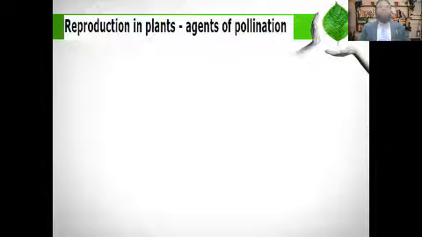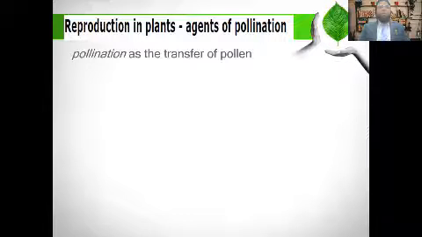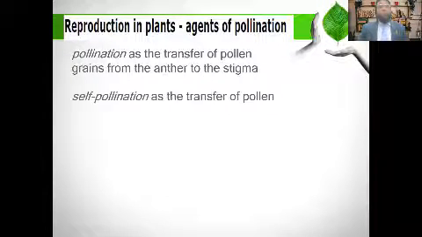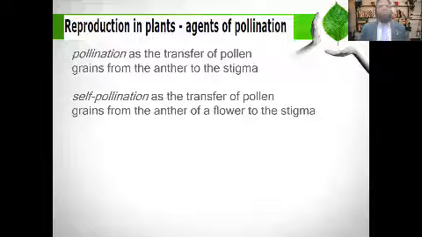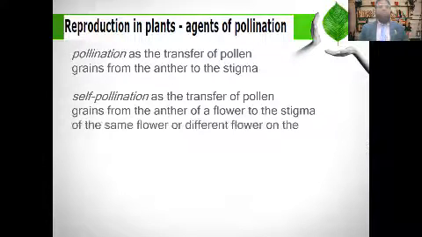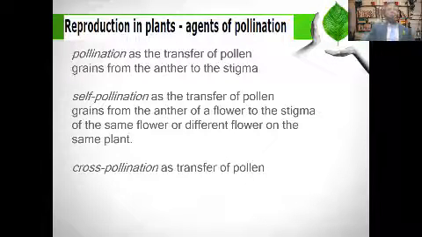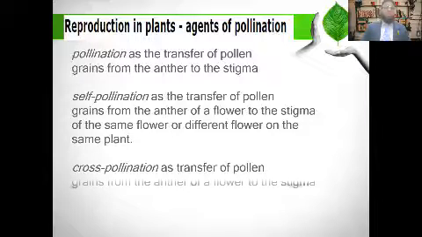Now, reproduction in plants, or agents of pollination. What is pollination? Pollination is the transfer of pollen grains either from one flower to another flower or in the same flower. So there are two types of pollination. Self-pollination is the transfer of the pollen grains from anther to the stigma of the same flower. And another type is cross-pollination, that is the transfer of pollen grains from one flower to another flower of the same kind.